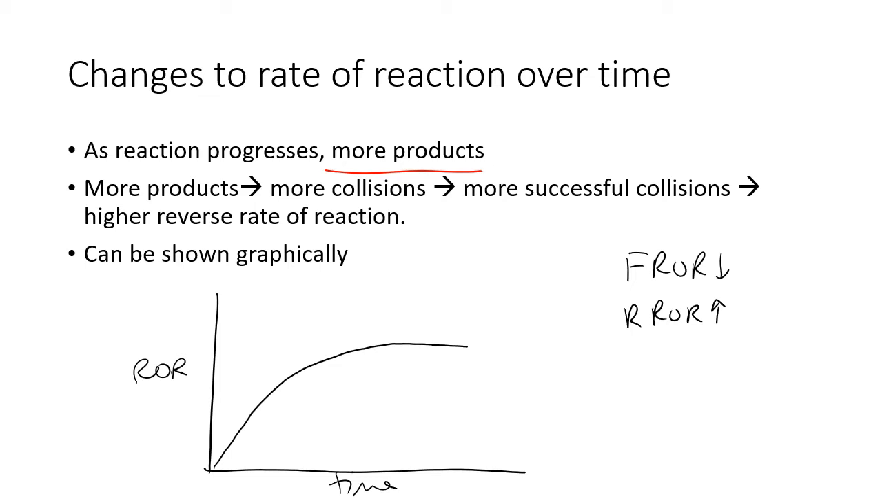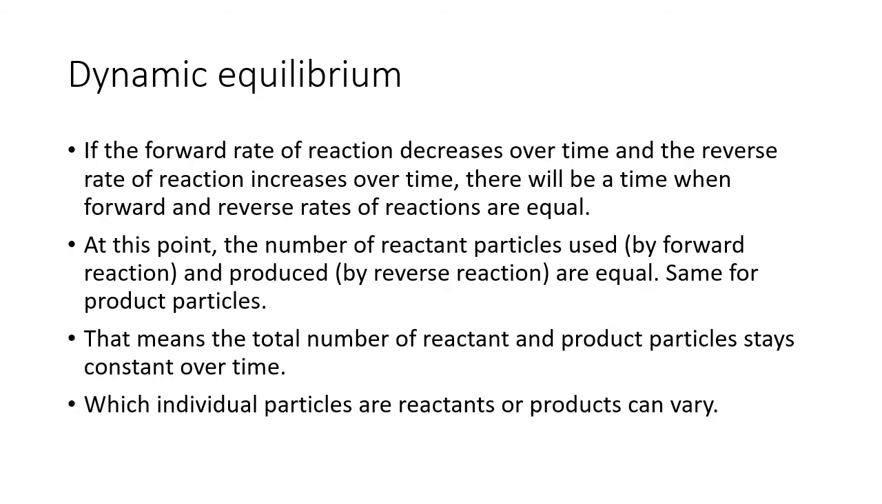Well, the idea is that if you're going at the same speed forwards and backwards, effectively you're not going anywhere, and so therefore you're going to have no changes in the amount of substance over time. So this is what we call dynamic equilibrium, and you should probably write all of this down. If the forward rate of reaction decreases over time and the reverse rate of reaction increases over time, then there will be a time when the forward and reverse reaction rates are equal.